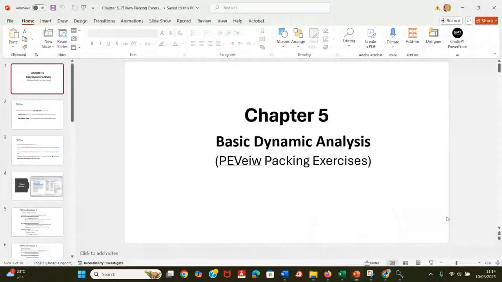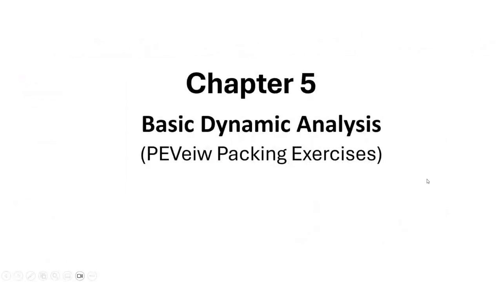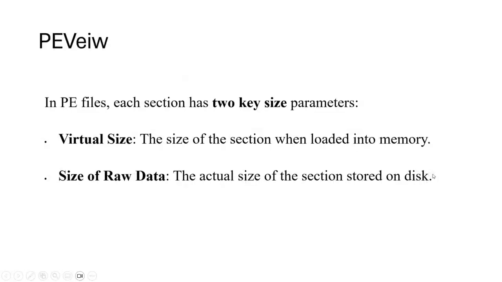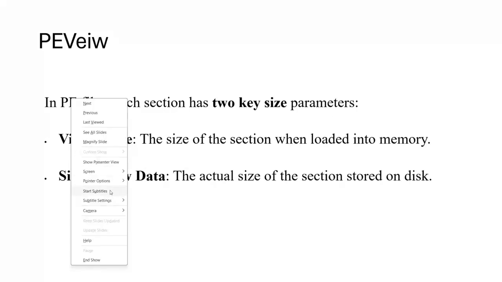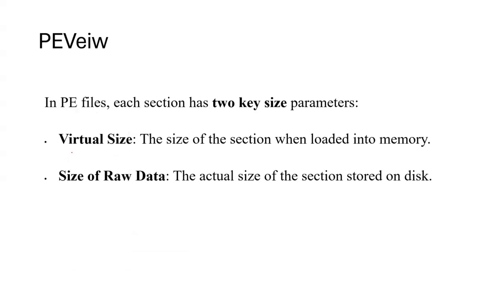So I'll go back to the slides. At least we've seen how the tool looks. In PE files, we have sections, and each section has two key size parameters: the virtual size, what I just showed you, and the size of raw data. These are the two parameters that we are interested in. But then what is a virtual size?